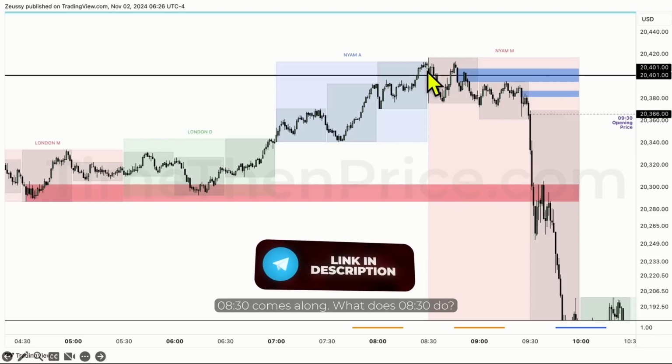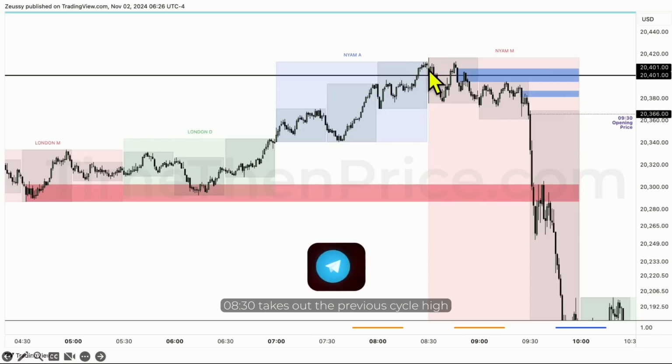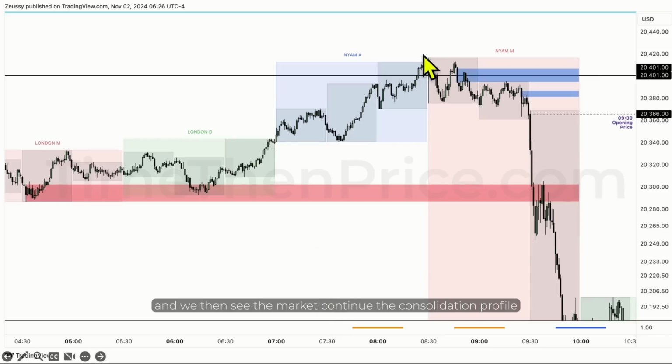8:30 comes along. What does 8:30 do? 8:30 takes out the previous cycle high, and we then see the market continue the consolidation profile, where we're just hanging around. But notice that at this moment in time, something very crucial is occurring. During the macro window, what we begin to see occur is that premium arrays begin to function as resistance on price. Meaning, we begin to see that the market is beginning to roll over. Why is this important? Because the higher time frame analysis is suggesting to us that lower prices should be next. Therefore, we anticipate that during our macro windows, we're likely going to see signs of a sell program taking place.